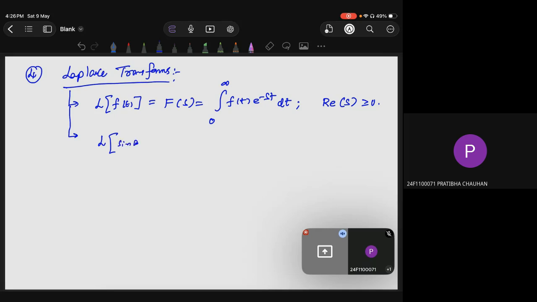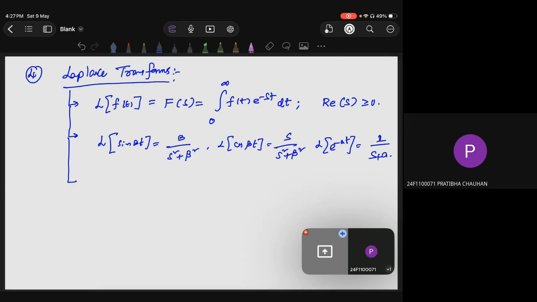Let's say sine bt, how much is it? So b by s square plus b square. What is the cos bt? So s by s square plus b square. So what is the Laplace transform of e power minus at? So 1 by s plus a. These are very standard. Based on these, we have seen the properties of Laplace transforms.